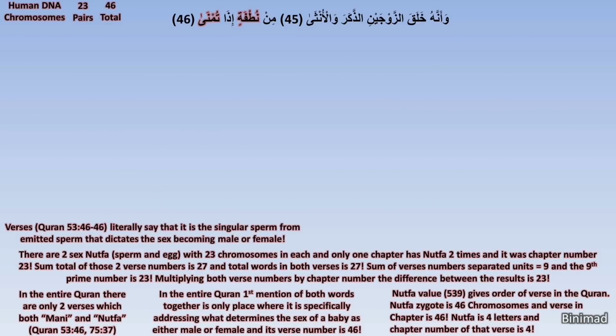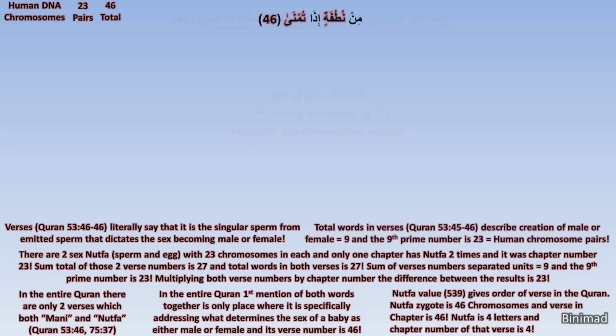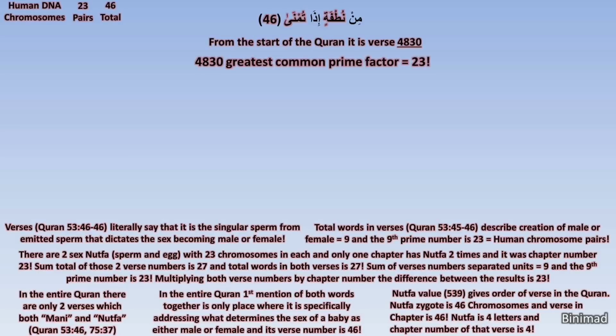Yet, as always, the code is endless, and when I counted the total words for these two verses, there were 9, and the ninth prime number is 23. Then, when I looked deeper, I found that this verse, 46, is not only the total number of human chromosomes, but it also is verse 4,830 from the start of the Quran. So what about it? Amazingly, the greatest prime factor of 4,830 is 23, i.e. the number of human chromosome pairs.